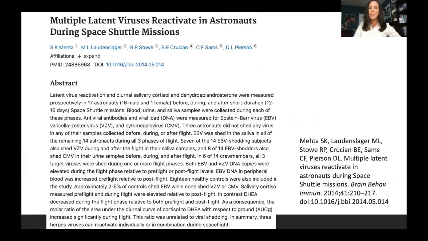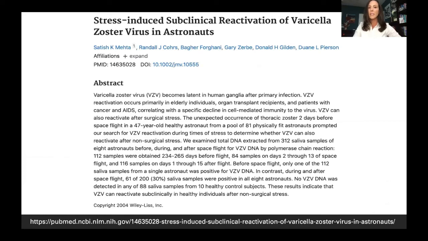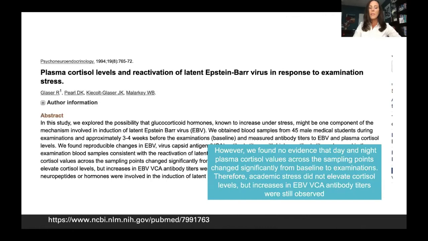This is in Space Shuttle mission astronauts, and it showed that multiple latent viruses reactivated in astronauts. So not only the atmospheric stress, but just the stress of being on a Space Shuttle mission caused latent viral reactivation. Same thing here, varicella zoster, so shingles. Plasma cortisol levels and reactivation of latent Epstein-Barr in response to exam stress. This studied college students under exam stress and did find that academic stress did not elevate cortisol levels, but did increase Epstein-Barr antibody titers. So interesting, because they actually didn't see the cortisol stress response, inferring that maybe the cortisol was not directly related to that activation, but they did see an increase in titers.